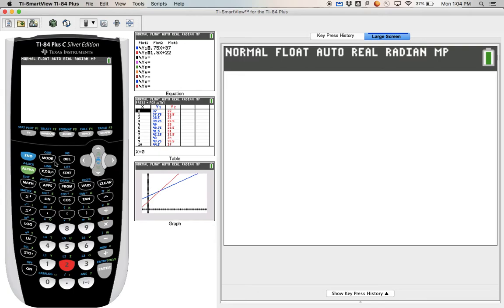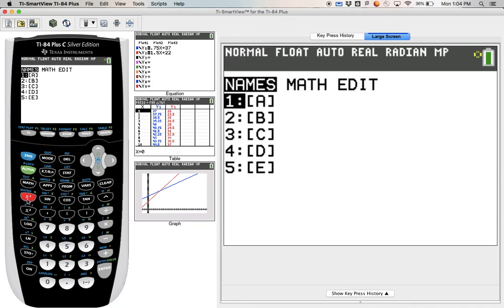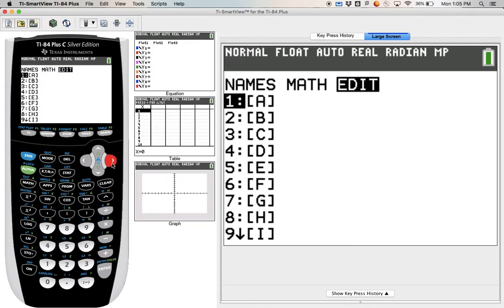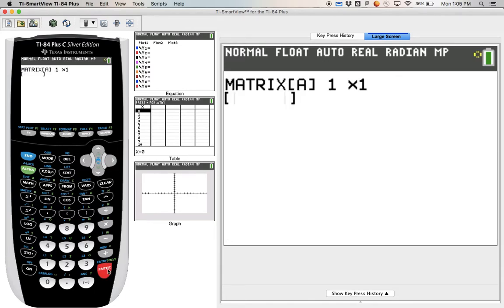But to do all of our matrix stuff, it's this blue option right here. You have to press the X raised to the -1 button. So second, X raised to the -1 pulls up all the matrices stuff. Now you can select any individual matrix on this screen. These are some of the different things you can do with the matrices. We'll get into that a little bit later. But over here is where you can edit the matrices, which is what we're going to do. So this first matrix, we're going to call it matrix A. We're going to select that.